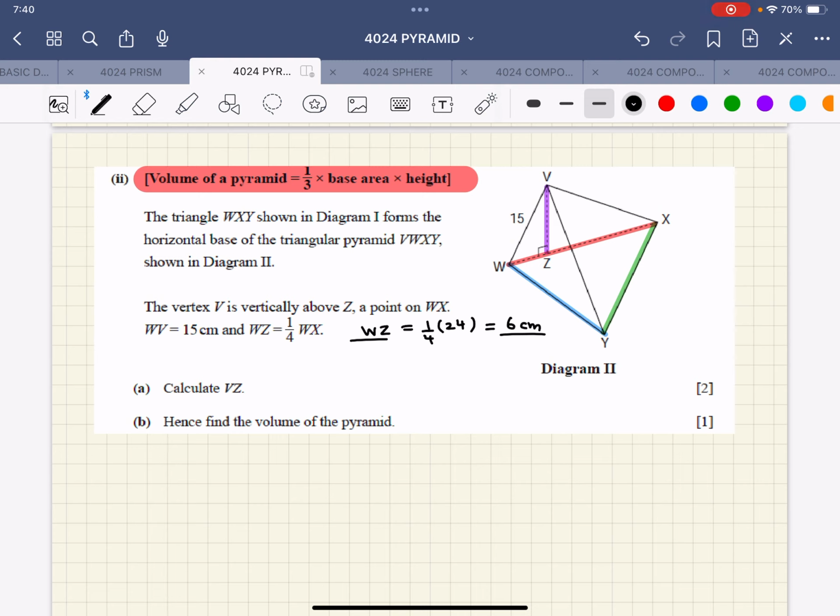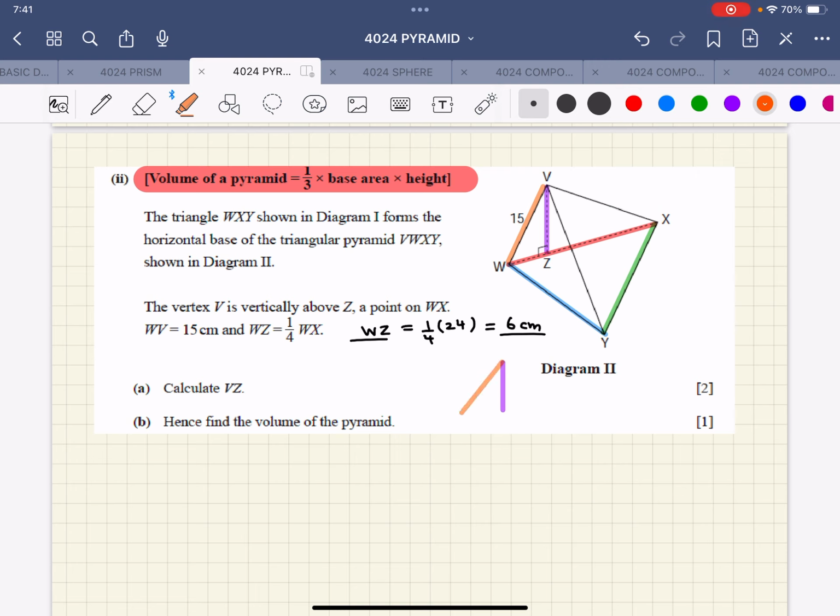Calculate VZ. Now, if I want to calculate VZ, let me just label this thing. Let me choose the color. This is VZ, that is the height. Now the height is not 15, my bad. So height is not 15. Let me draw it like this. This is VZ and VW is 15. So let me label this thing in orange color. So this thing is 15 like this.